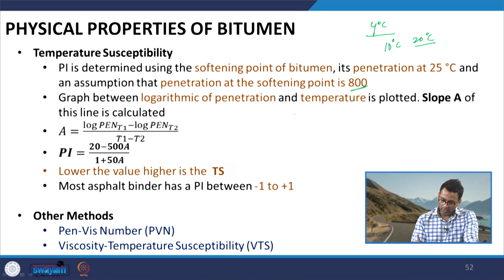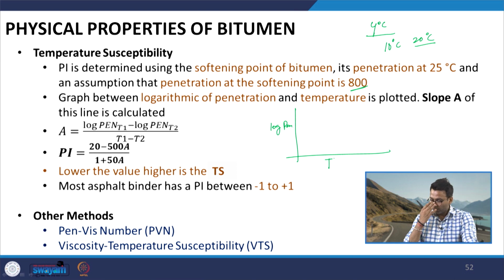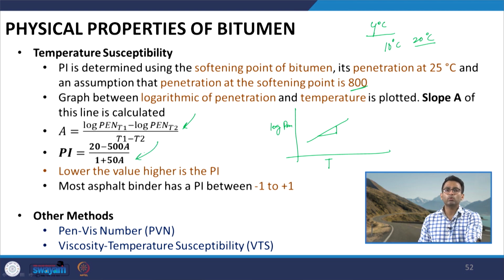First, what we do is plot the variation of log of penetration with temperature. With increase in temperature, the penetration value will increase, and then the slope is calculated for this particular variation. This slope, which you can see, is calculated as log of penetration at T1 minus log of penetration at T2, divided by T1 minus T2, and is used in this particular formula to calculate the penetration index of the bitumen. So, penetration index is equal to (20 minus 500A) divided by (1 plus 50A).